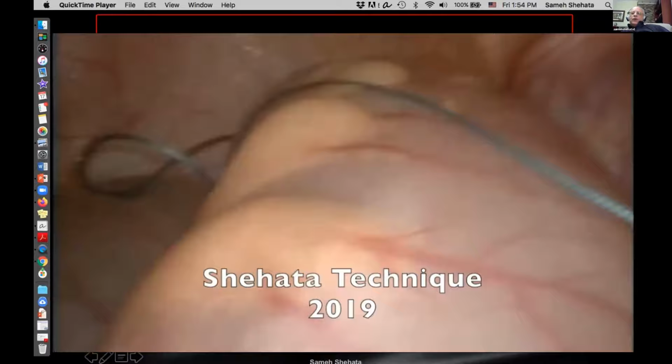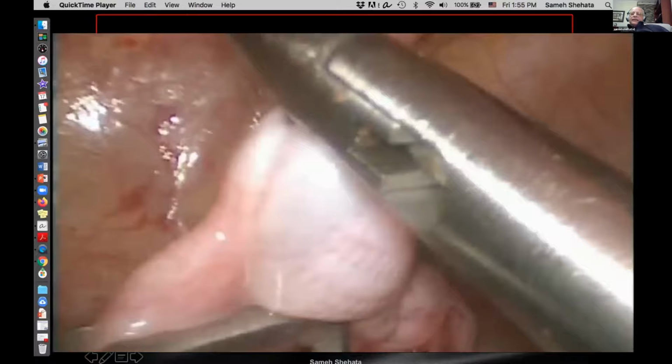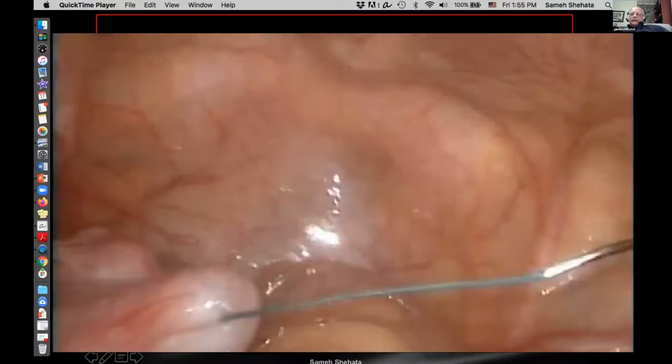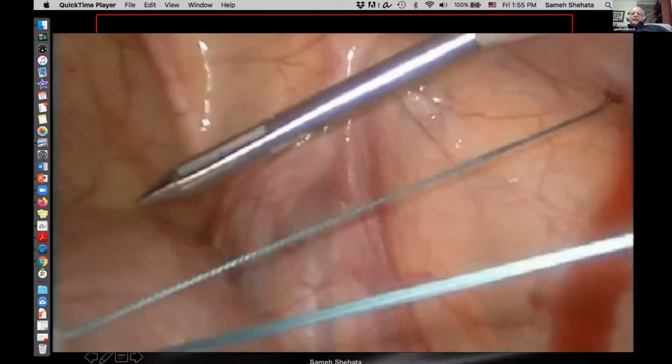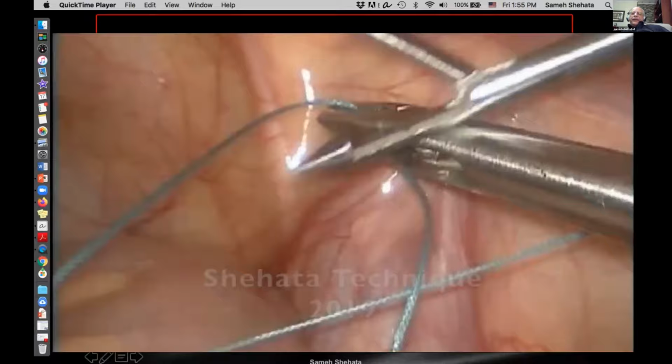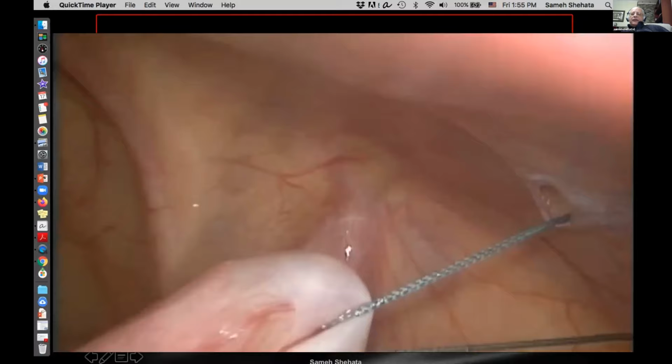This is Ethibond 2-0 on a round needle, and this is a single bite in the tunica albuginea. As you can see here, carefully, because the testis is fragile. You respect the curvature of the needle. You don't pull too much on the thread. You need adequate length of the thread inside. Then you take it out using many different techniques. This is a port closing instrument, and you can pull the thread outside to be held in the hand of the assistant. Don't pull too much. This will assist you in the next step of the dissection.